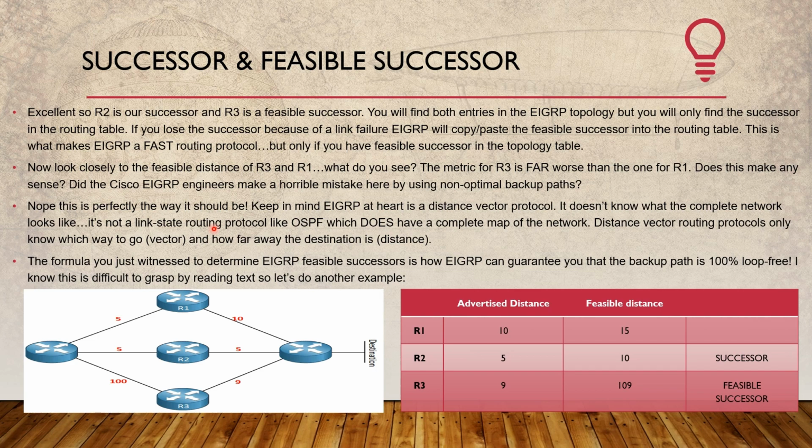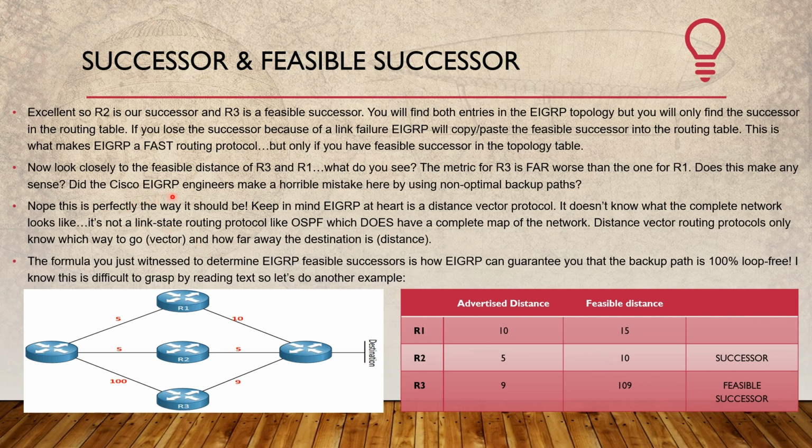Now, look closely at the feasible distance of R3 and R1. What do you see? The metric of R3 is far worse than R1 for R2. Does it make any sense? If you see, the successor is 10, this R via R1 is 15, via R3 is 109. But optimally, it should choose this, correct? But EIGRP chose this because of the backup path condition, which is predefined.